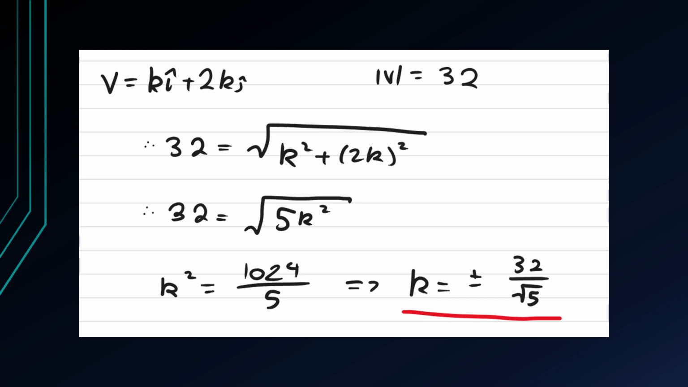So here we have that v is ki plus 2kj and the modulus is 32. So therefore 32 is the square root of the i component squared plus the j component squared. Now you have to be slightly careful about this because this is 2k, this entire quantity squared. So using a rule of indices, if you have a quantity a times a quantity b to some power, this is a to the power of n times b to the power of n. So the n gets distributed in here. So we end up with 32 equals root 5k squared.